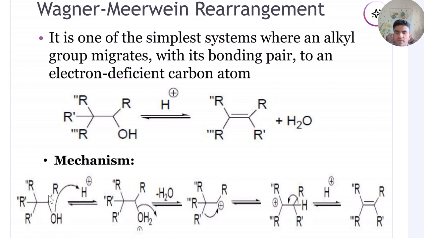This is the alcohol. First, in presence of H plus, it will convert into a good leaving group, and then one molecule of H2O will be removed and a carbocation will be formed. This 2 degree carbocation will rearrange to a more stable 3 degree carbocation, followed by 1 proton elimination, which gives the more substituted alkene. So this is Wagner Meerwein rearrangement. If you have any doubt about this mechanism, please let me know in the comment box.